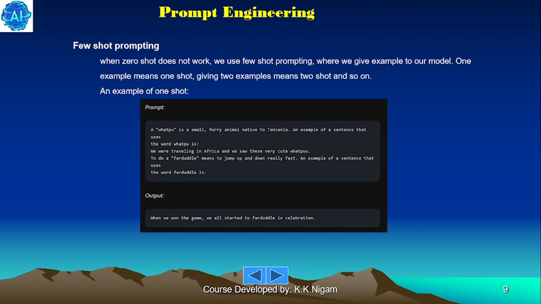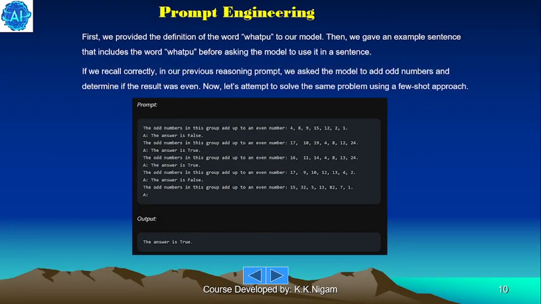To do a fardiddle means to jump up and down really fast. An example of a sentence that uses the word fardiddle is: the output could be, when we won the game, we all started fardiddling in celebrations. First, we provided the definition of the word watpu to our model. Then we gave an example sentence that includes the word watpu before asking the model to use it in a sentence.